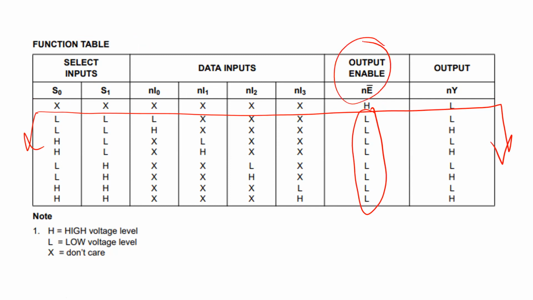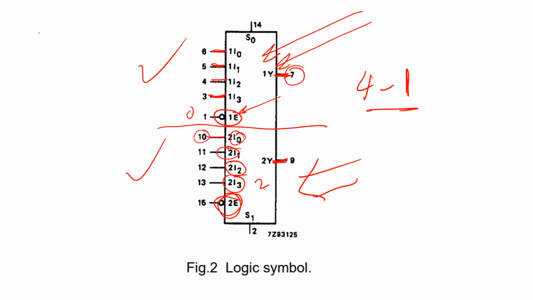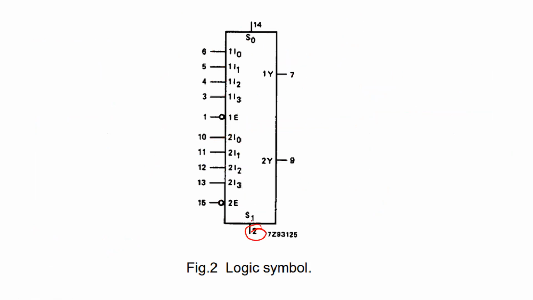Now, based on whatever you select here, so here it is 0, 0, so I'm going to select pin 0. Again, you need to notice here S1 is actually the least significant bit and S0 is the most significant. That's how it was made. So S1 is here and S0 is here, which are actually in this chip pin number 2 and pin number 14. So you need to be careful here.